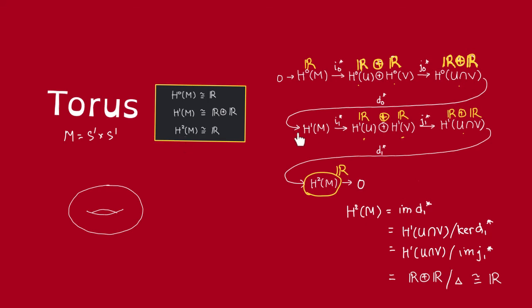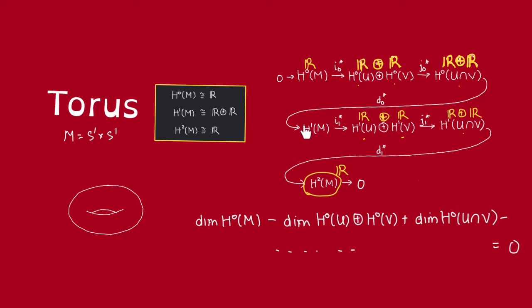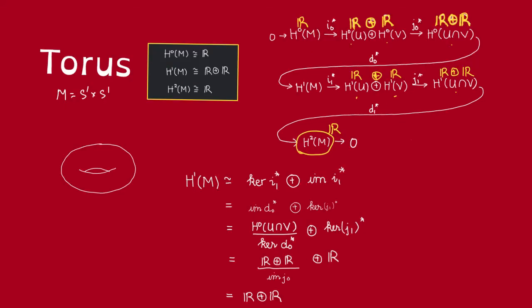Now only H1 remains. One way to figure this out is by computing dimensions, because by using rank-nullity we can see that the alternating sum of dimensions of everything in this sequence must be 0, and we know all the terms in this sequence except for H1. So we will be able to deduce that the dimension of H1 must be equal to 2, and thus H1 must be isomorphic to R squared. So that's one way, using the alternating sum of dimensions. Now another way is by explicitly tracing this sequence. So let's do that just for practice.